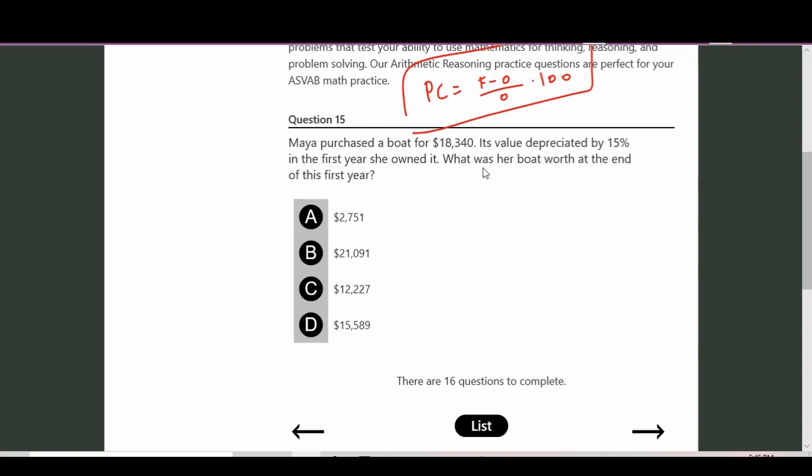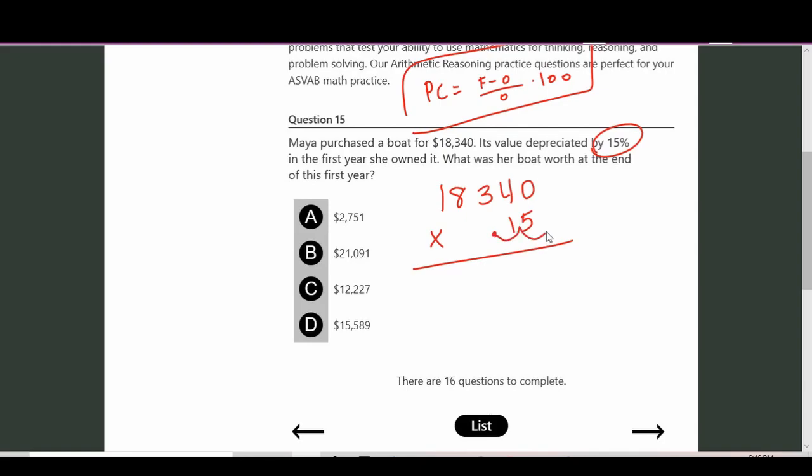That said, all I'm going to do is take 18,340, multiply it by 15%, and then subtract whatever that amount is from 18,340. So let's go ahead and do that. I think that's an easier way to approach this problem. 18,340 times 0.15. Again, 0.15 represents 15%. We're multiplying a whole number by a decimal. Before we do that, we have to shift the decimal place accordingly.